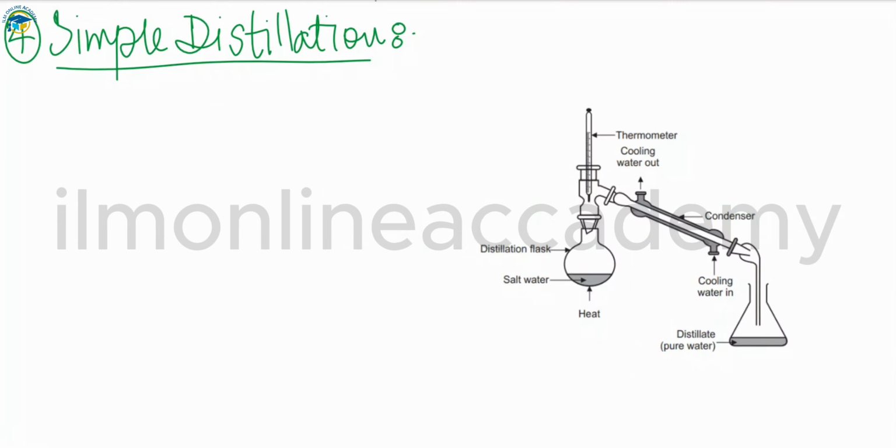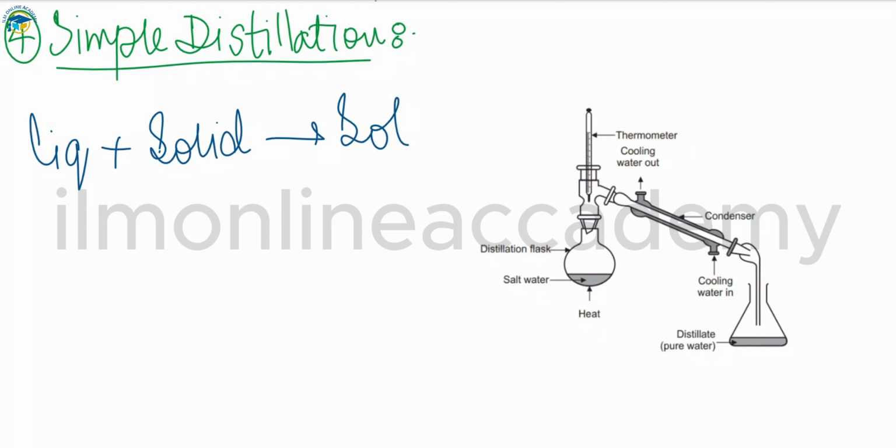Now we have the next technique, which is simple distillation. Distillation is used to separate a liquid and a soluble solid from a solution. You have a liquid plus a solid which is soluble, and from this solution you have to separate the liquid. In the previous technique, we separated the solid, which is also soluble, but now we separate the liquid or the water that is present in our solution. For example, water from a solution of salt water, or you can separate a pure liquid from a mixture of any type of liquids.